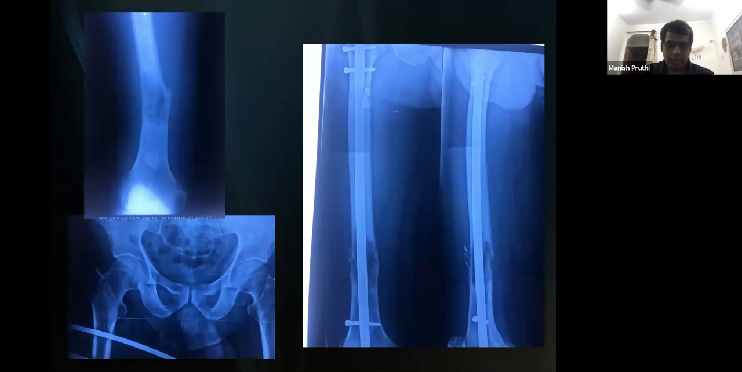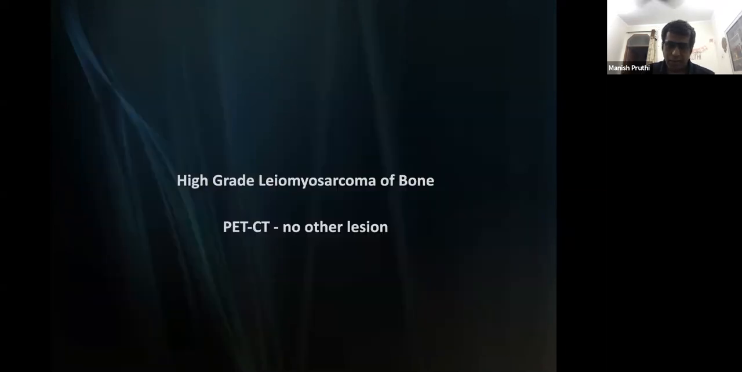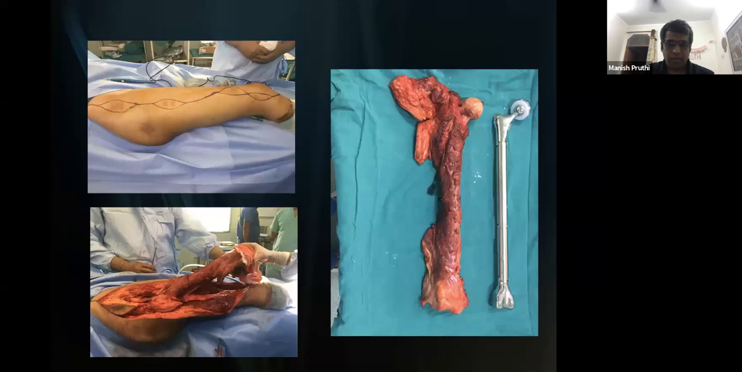So when the biopsy report came, it was a high-grade leiomyosarcoma of bone. We did a PET CT, which was showing no other lesion. So the patient required a total femur excision and a replacement with an endoprosthesis.